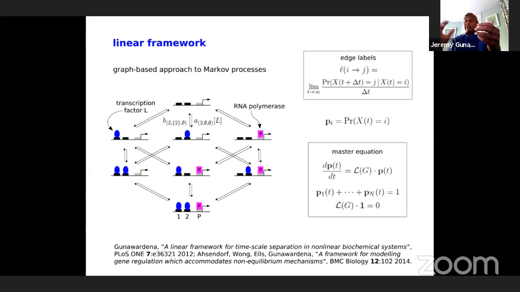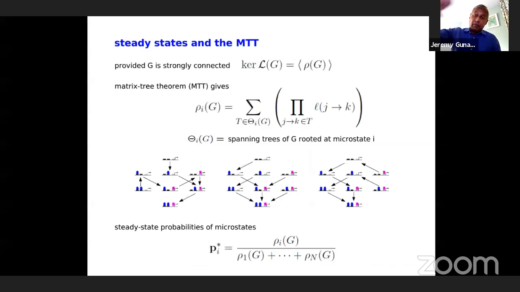Okay, so as I said, one of the assumptions we're making is that we're going to be treating regulatory systems at steady state. So to do that, I have to treat the master equation at steady state. So the left-hand side is zero. So we need to find a vector which, when multiplied into the Laplacian matrix, gives zero. And the mathematician would describe this as saying the vector is in the kernel of the Laplacian matrix. And there is a very beautiful formula for generating elements of the kernel.